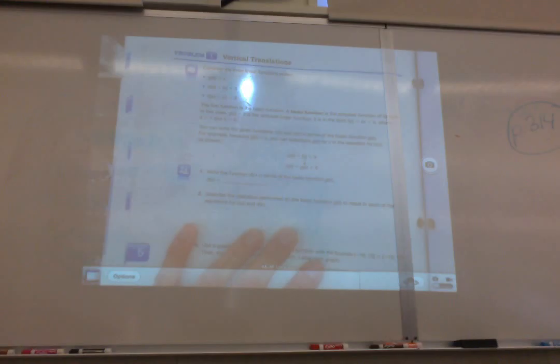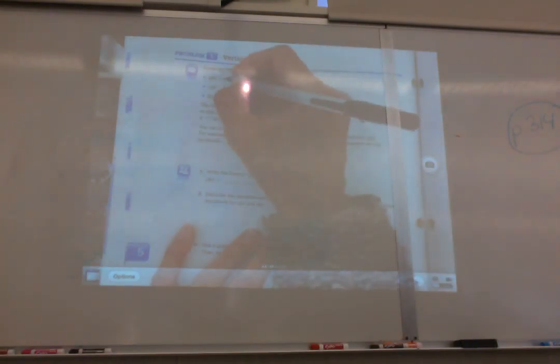Consider the 3 linear functions shown. g of x equals x, c of x equals x plus 3, and d of x equals x minus 3. Christopher? The first function is the basic function. The basic function is the simplest. Next to g of x, write the word basic.